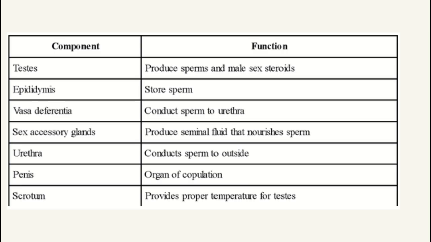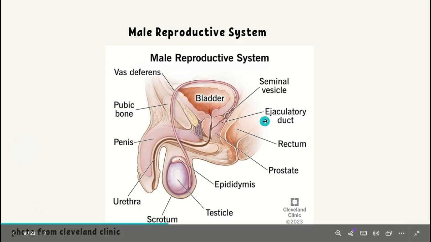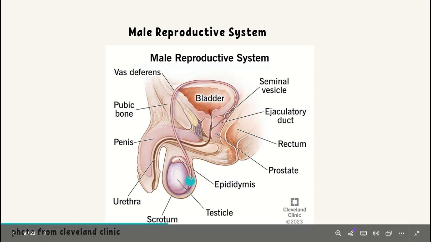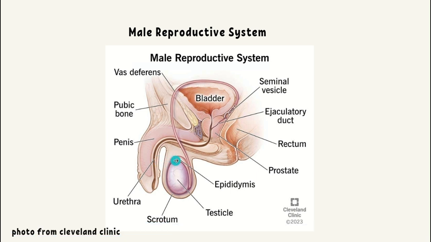Now, if we go back on the diagram, I will just look at it more in depth. So basically, the vas deferens, we always pronounce it differently, but the vas deferens is a muscular tube that carries sperm from the epididymis. So this is it, to the right of here. So this is the epididymis.